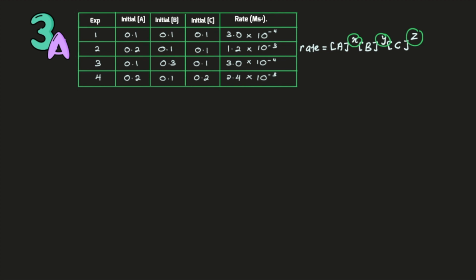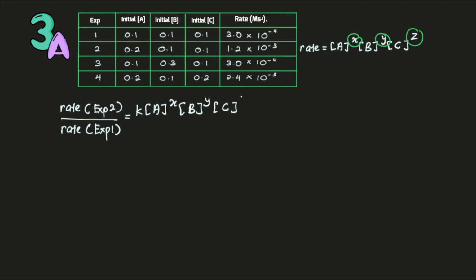So we are going to start with finding the value of X. In order for us to find the value of X, I'm going to use experiment number 2 and experiment number 1. So in saying that, we can say rate for experiment 2 divided by the rate for experiment 1 is equivalent to K, concentration of A to the power of X, times concentration of B to the power of Y, times concentration of C to the power of Z, divided by the same thing.